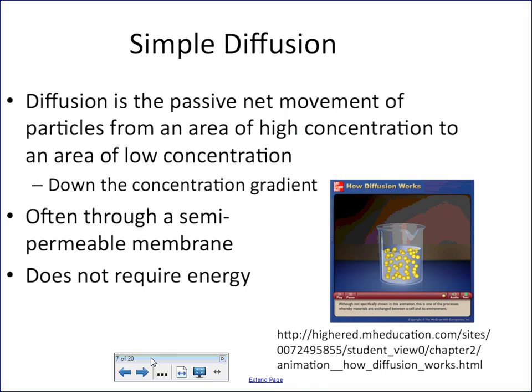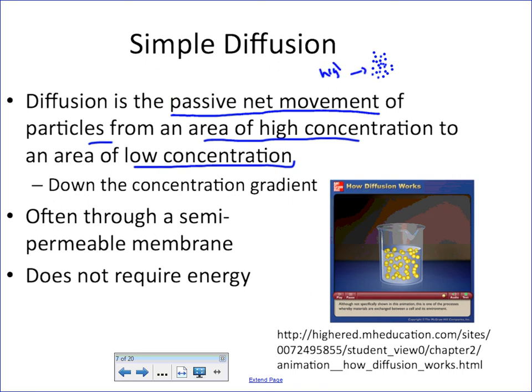If we just talk about diffusion, diffusion itself is the passive net movement of particles from an area of high concentration to an area of low concentration. What that means is if you have substances crowded together, this would be an area of high concentration. Over time and naturally, without any energy input, they will eventually move out and find areas of low concentration.